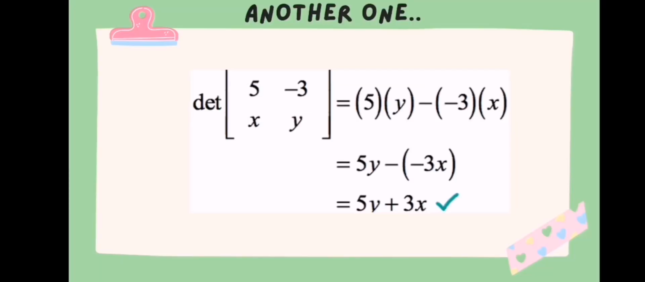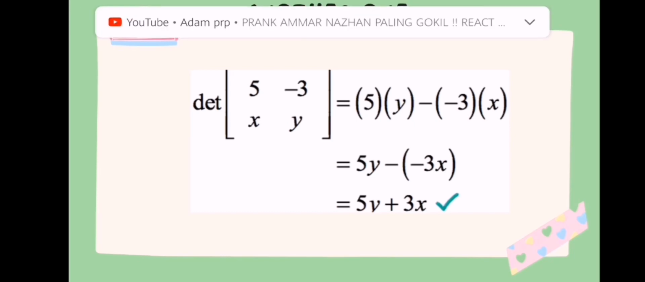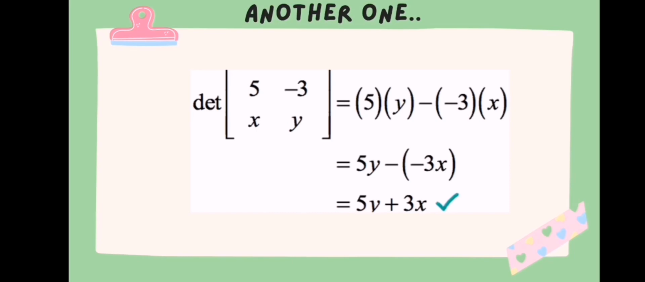Another one, when the matrix involves algebra, it's still easy. So 5 is going to be multiplied by y, and then negative 3 is going to be multiplied by x, like this. Remember about the minus 1. This minus. Okay, you will get the answer.